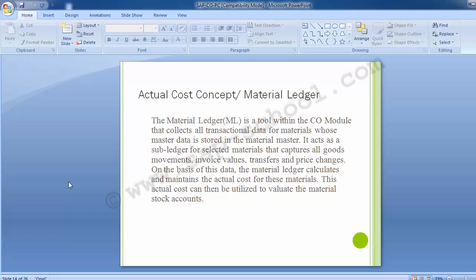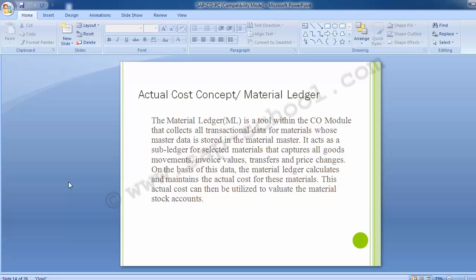So moving on, the material ledger, which is known as ML in short, is a tool within the CO module that collects all transactional data for materials whose master data is stored in the material master. It acts as a subledger for selected materials that captures all goods movement, invoice values, transfers, and price changes. On the basis of this data, the material ledger calculates and maintains the actual cost for these material masters. This actual cost can then be utilized to evaluate the material stock accounts.